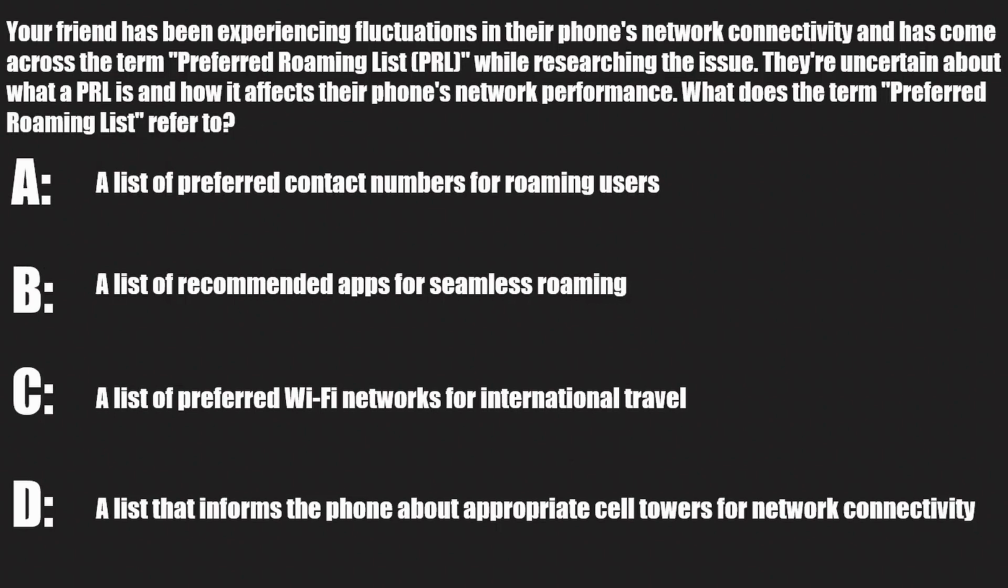A. A list of preferred contact numbers for roaming users. B. A list of recommended apps for seamless roaming. C. A list of preferred Wi-Fi networks for international travel. Or D. A list that informs the phone about appropriate cell towers for network connectivity.